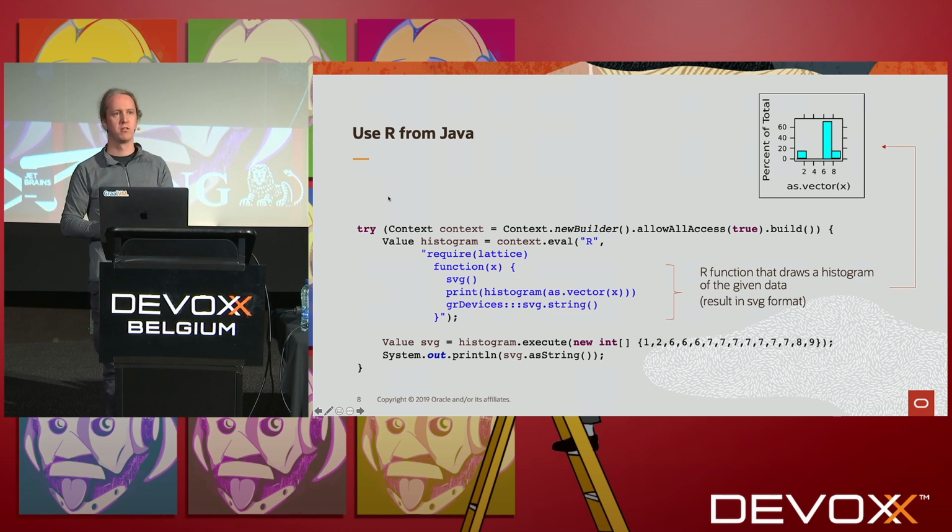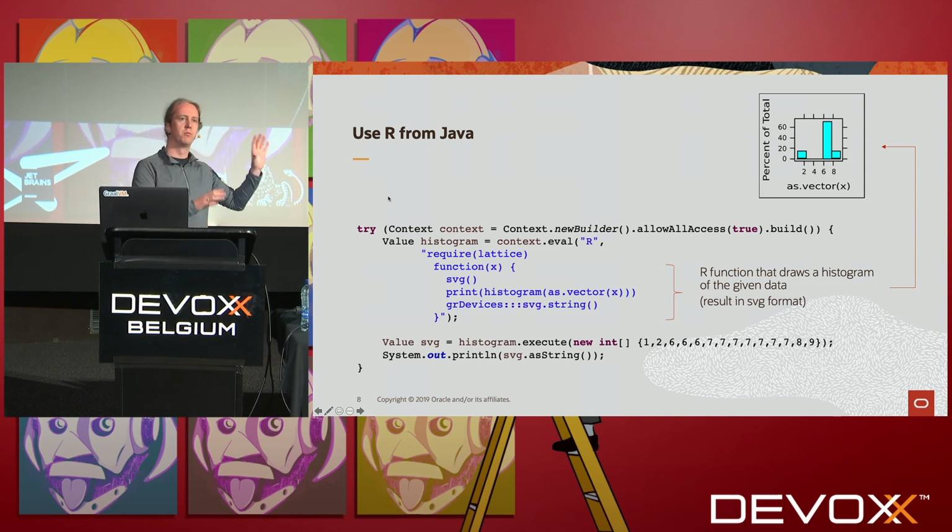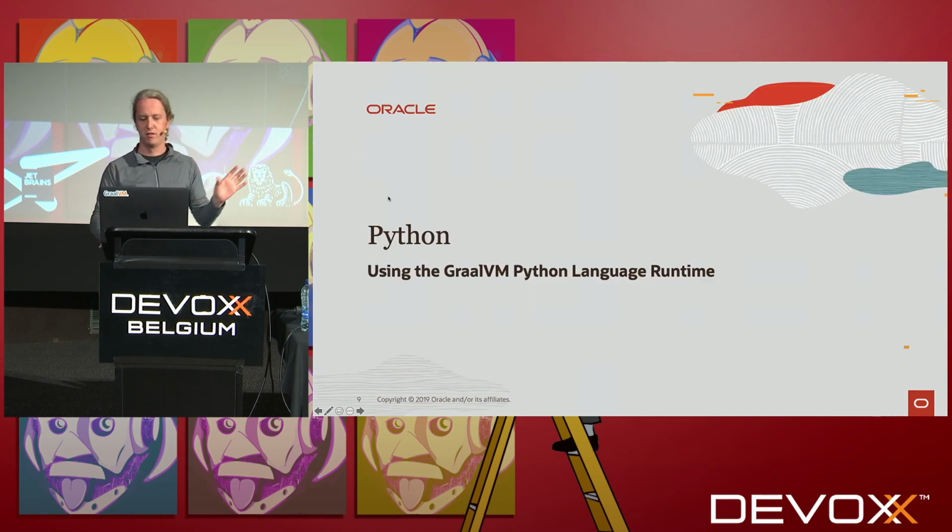I'm getting this function out of R. It's a polyglot value in Java, and I can just execute it afterwards, give it a Java array, and it's going to do the histogram on that and give me back this lovely chart. And there are some really awesome packages in R to do that. This is just a short introduction. There are so many things that this can do with debugging and tooling and resource management and everything. But I want to bridge this whole thing over to Python.